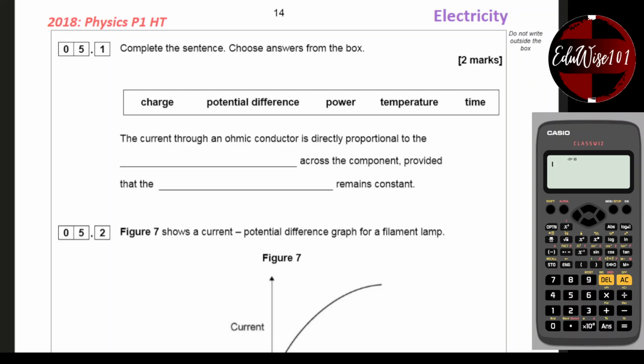Now, in an ohmic conductor, the current is directly proportional to the potential difference, provided that the temperature remains constant. The temperature should remain constant.